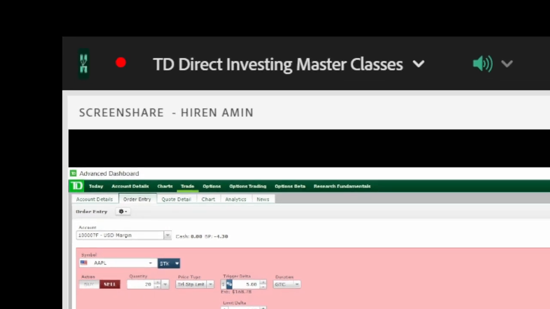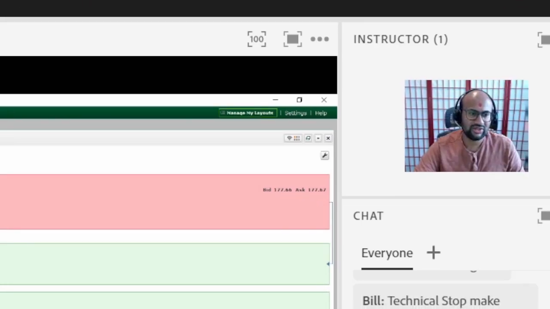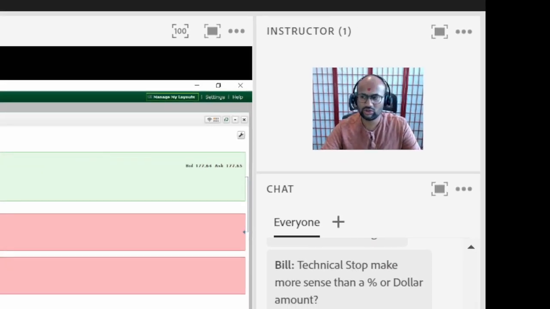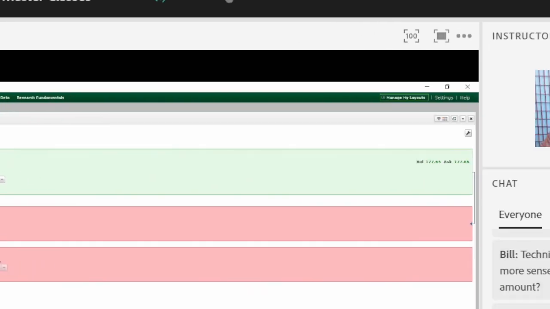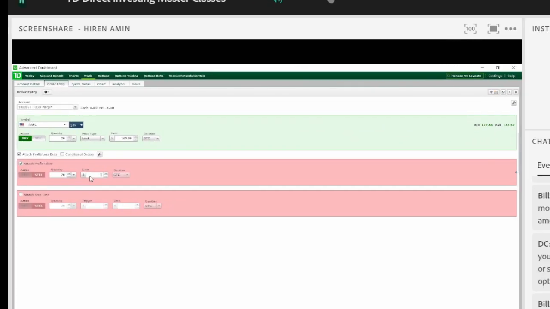You could either just attach a profit order. So let's say in this case, I'm going to do an attach profit taker order, and, sorry, I'm going to switch this to a buy, and I'm going to switch this to 165. Okay, and I'm going to make this a limit order at, I don't know, 175.